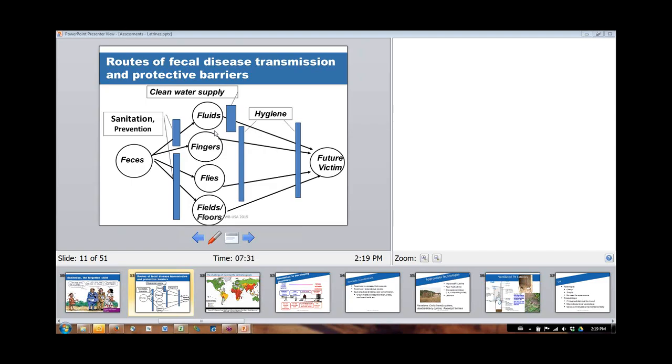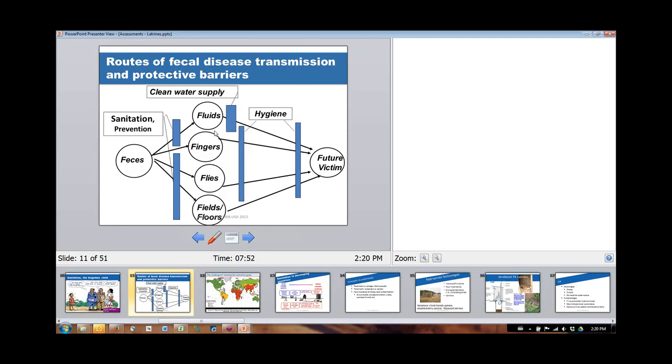And in the middle are the vectors, the way that it gets there. So it can get there through fluids, fingers, flies, and the fields or the floors. And then you'll see here these barriers, these blue bars. The different types of barriers come from different types of interventions. We've got three total. You've got sanitation there.